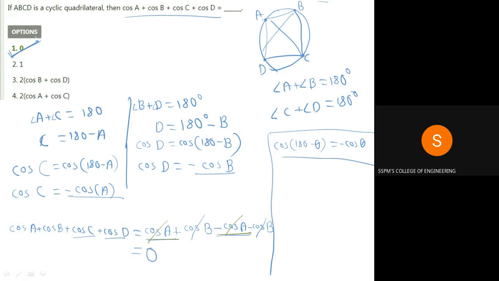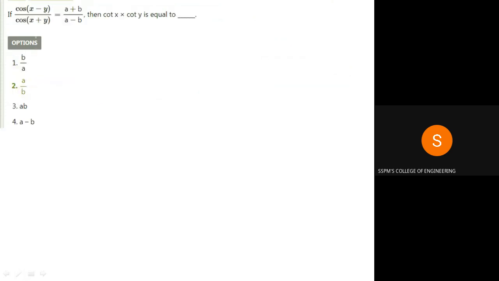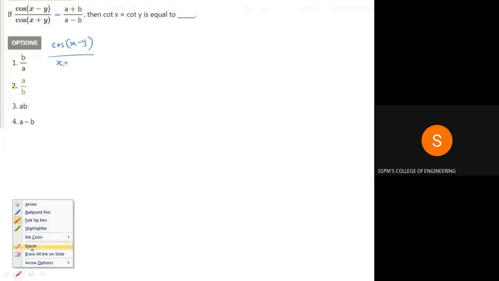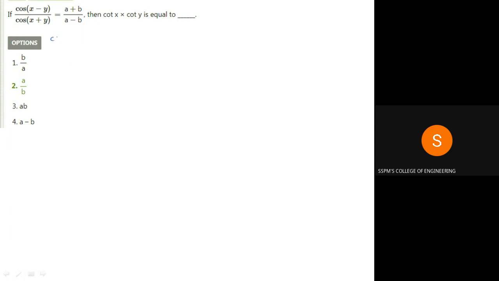Okay. Now we will see the next example. See what is given here. Cos of x minus y divided by cos of x plus y is equal to a plus b divided by a minus b. That is given in the equation, and we have to find the value of cot x into cot y.